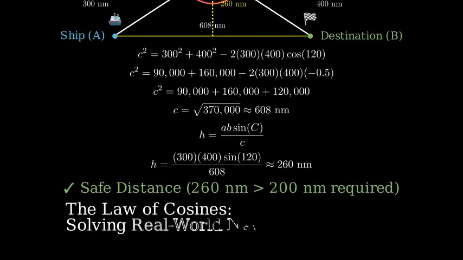And there you have it. The law of cosines helped us determine that the ship can safely travel directly to its destination while maintaining a safe distance from the storm. This is just one example of how trigonometry helps solve real-world navigation problems.